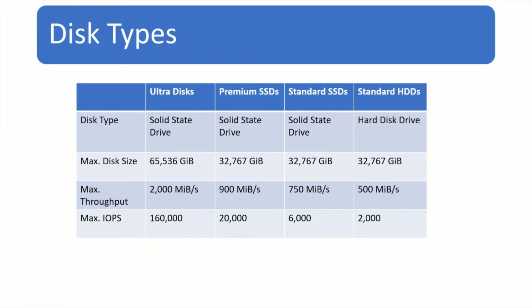All the types and their capabilities are shown in the slide. Like Ultra Disk, in the backend it is using a solid state drive. Similarly, premium SSDs and standard SSDs are using solid state drives, but the disk size, the throughput, and the IOPS are different. Like the maximum throughput for Ultra Disk is 2000 megabytes. Similarly, for premium SSDs and standard SSDs, it's different. The IOPS is different. Standard HDDs is different. So as per your requirement, you can use any of the disks.